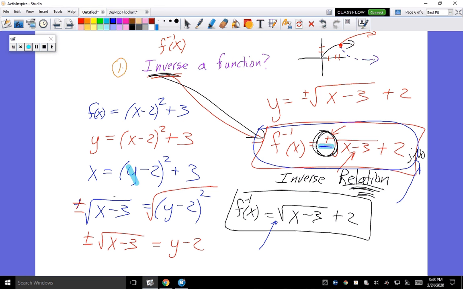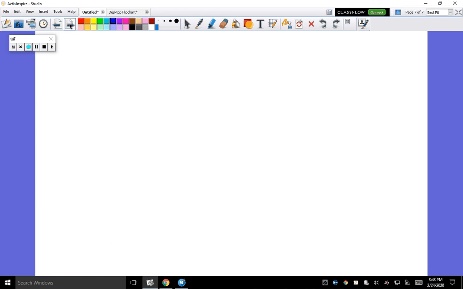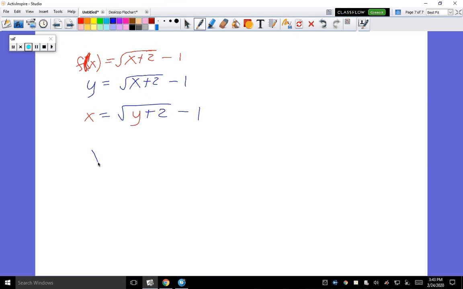One more, and this should finish you off. So, going from a square to a square root, you have to do that plus or minus. But if you have something that looks like this, okay, so f of x is equal to square root of x plus 2, minus 1. Change the f of x to y. Flip the x and the y. Solve for the new y.